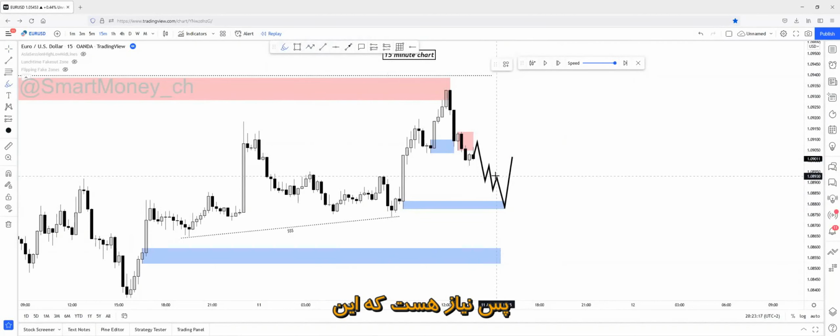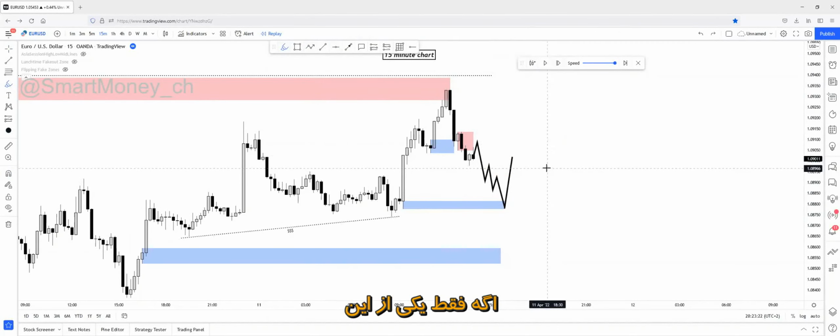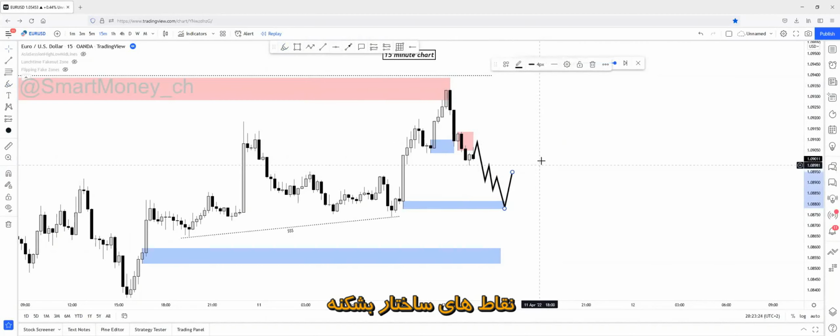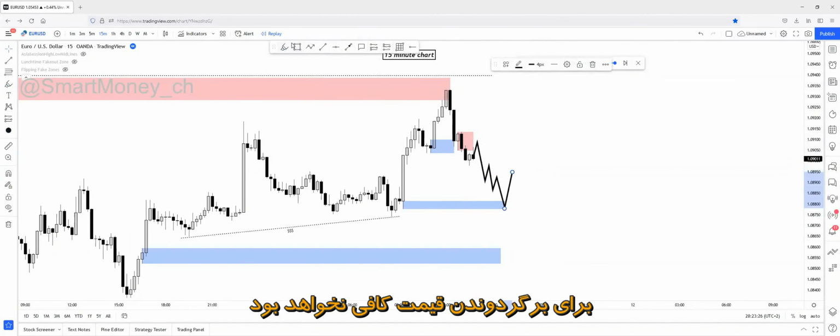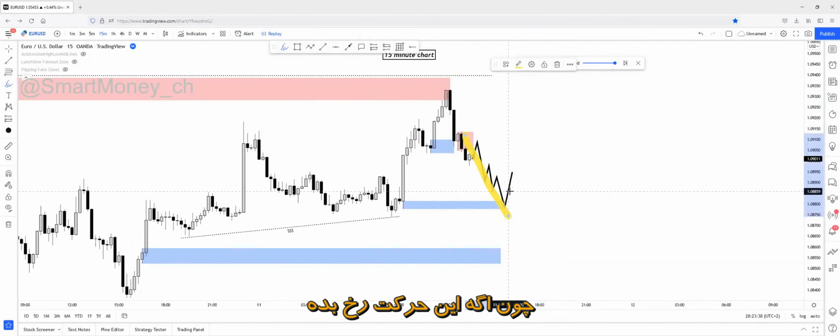So we need to see the break of this structural high point and the break of this structural high point. If only one of the structural high points is broken, that won't be enough to reverse price, because this is a counter trend movement. If this movement happens, every single time frame has turned bearish.